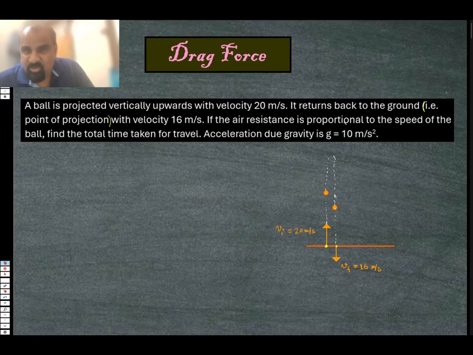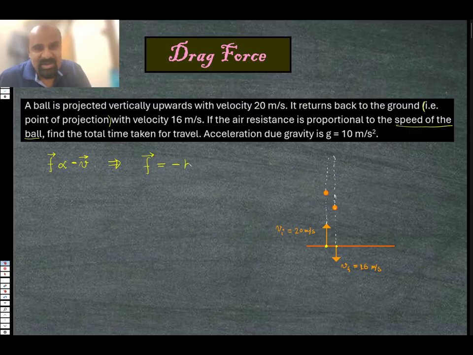If the air resistance is proportional to the speed of the ball, basically it says that this air resistance, which I'm going to represent with a force f, it's not friction, you can say it's air friction, is directly proportional to the velocity of the ball along with a negative sign, because obviously it will be in the opposite direction. So this frictional force or air resistance force is negative of some constant, which I'm calling small b, you can call it k, doesn't matter, into v vector. So this is the air resistance force, and you have to find the total time taken for the travel.